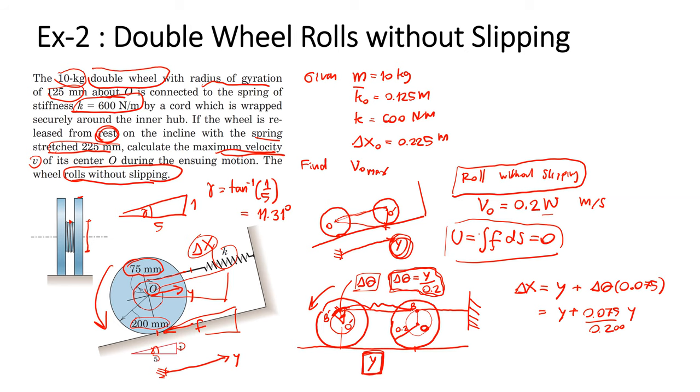So it is simply 275 divided by 200 of y. It means that if the wheel travels on the inclined plane a distance y, the delta x, the spring deformation, will change by an amount bigger than the distance y.